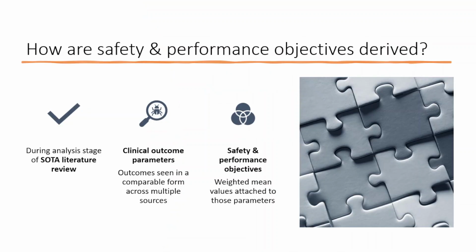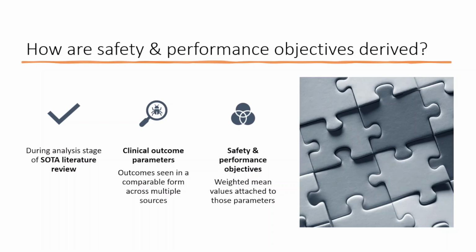And so how are these derived? Well, they're derived during the analysis stage of a state-of-the-art literature review, and we're going to go on to a working example in a moment to show exactly how they are derived. But remember, a clinical outcome parameter is a thing, and you decide upon those by looking for outcomes that are seen in a comparable form across multiple sources within the state-of-the-art literature review.